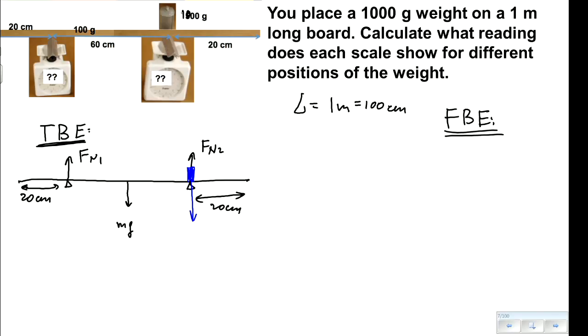And that force has magnitude equal to mg. Big M here is the mass of the weight. So little m is 100 grams or 0.1 of a kilogram. Big M is 1,000 grams or 1 kilogram. That's the diagram. That's a free body diagram.